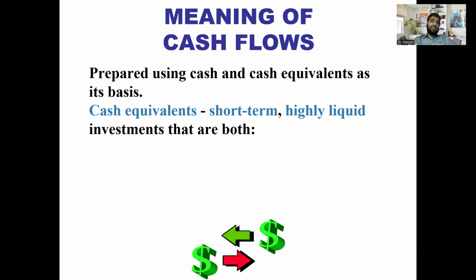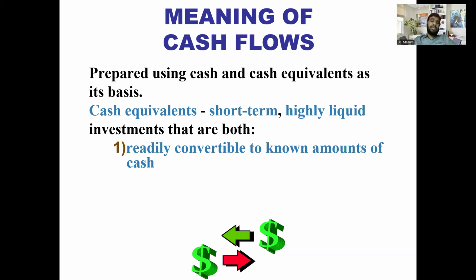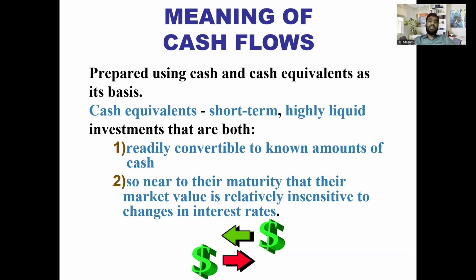And in the cash flow statement, cash equivalents are short-term, highly liquid investments that are readily convertible to a known amount of cash and so near to their maturity that their market value is relatively insensitive to changes in interest rates. So, what is cash? Here it indicates what is cash. The statement is prepared using cash and cash equivalents. So, bank balance is cash equivalents.